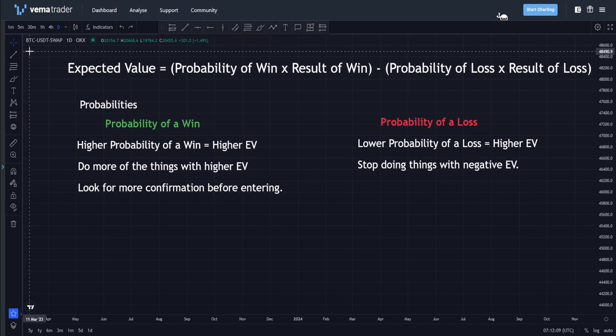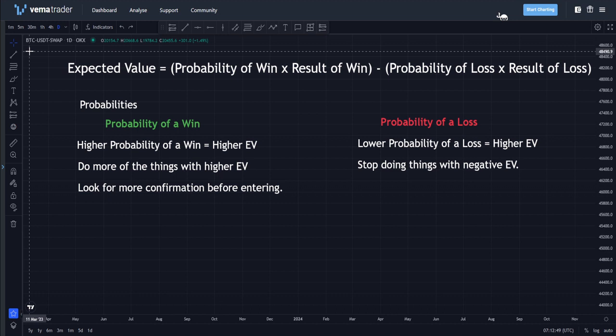Next, looking for more confirmation before entering. I've always thought of a relationship between win rate and risk to reward. If you look for less confirmation, which is what I tend to do, I tend to be pretty aggressive with my entries, you will typically be going for higher risk to rewards because you have less confirmation. You're seeing less of the move happen before you enter, so you're catching more of the move. That's just always how I've thought about this. So more confirmation for me tends to lead to higher win rates with lower average achieved risk to rewards. Not always the case, but that's how I think of it.